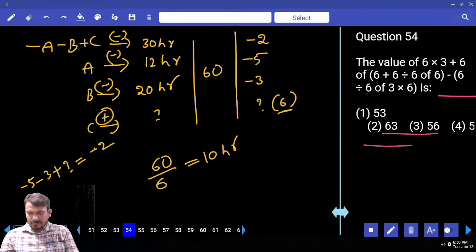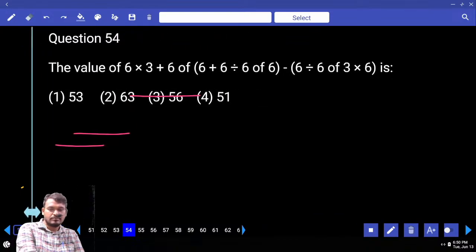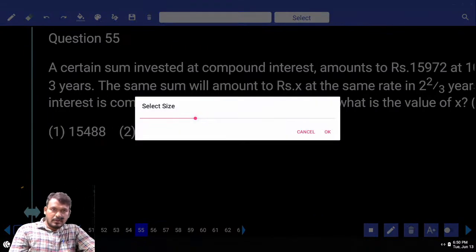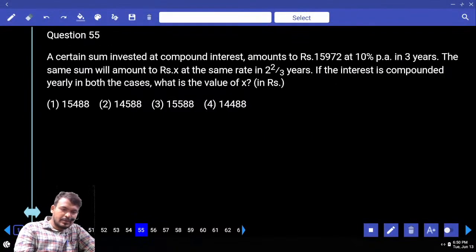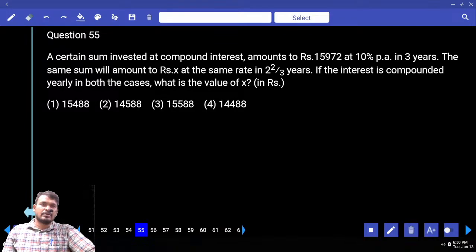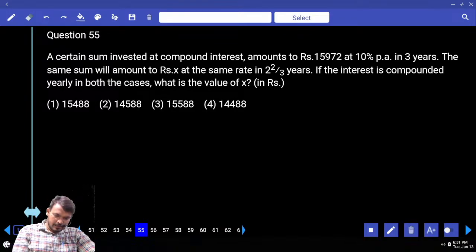Next, question number 54. Anyone need? Next, 55. A certain sum invested at compound interest amounts to 15,972 at 10% per annum.